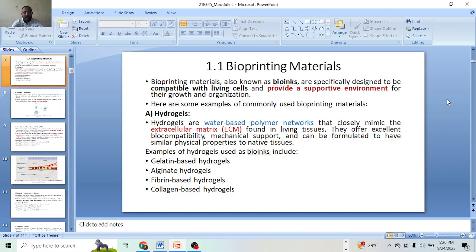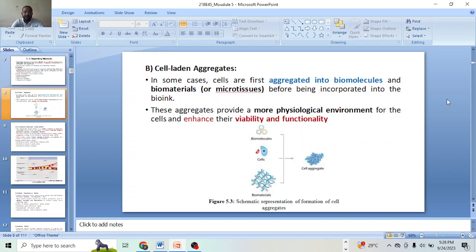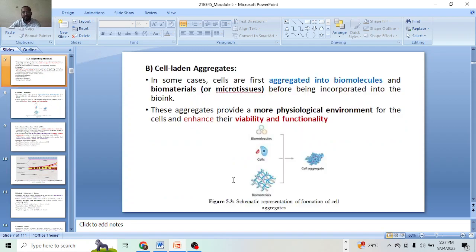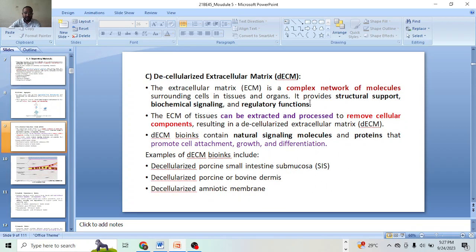You can start with the introduction, which may or may not give you any marks, but for these 5 materials, you give 1 sentence about hydrogel, what it is, and one example, for example gelatin based hydrogel. No need to write all these things for 5 marks, only 1 sentence, 1 example, 1 mark. Next, cell laden aggregates, 1 sentence, 1 example. Decellularized ECM, 1 point of explanation, 1 example.